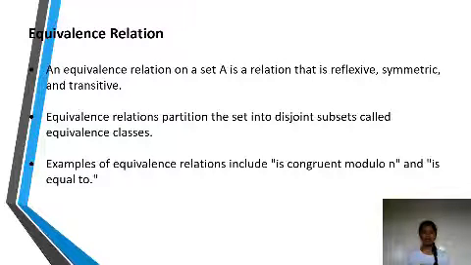Equivalence relation. An equivalence relation on a set A is a relation that is reflexive, symmetric, and transitive. Equivalence relations partition the set into disjoint subsets called equivalence classes. Examples of equivalence relations include "is congruent modulo n" and "is equal to".